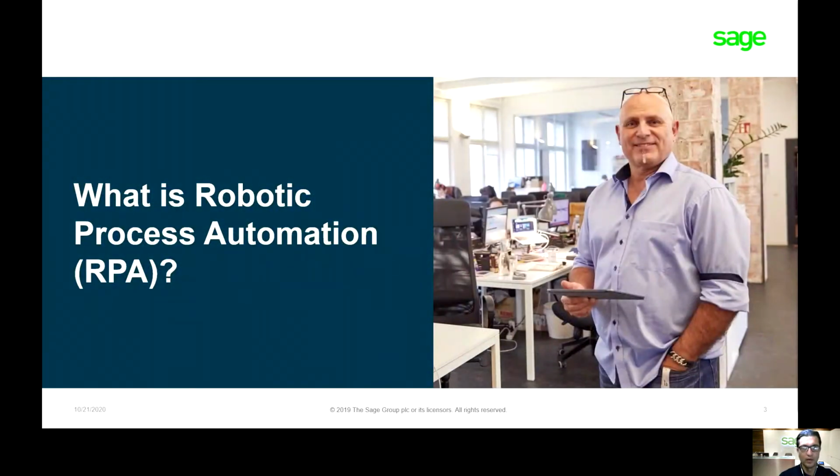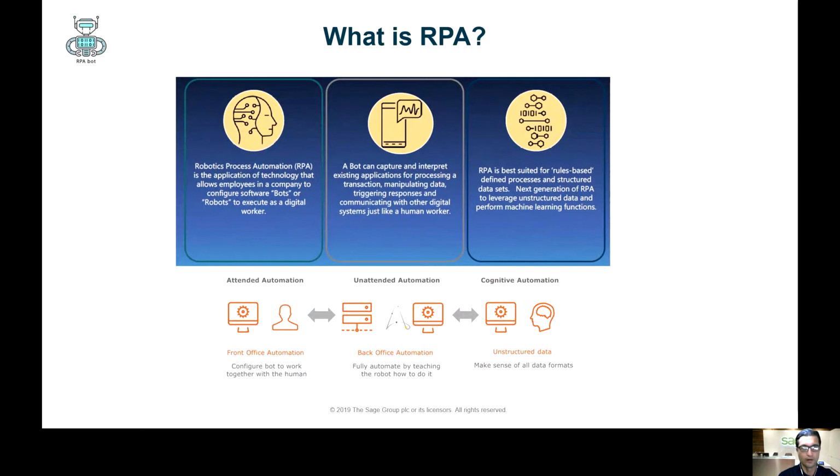So the first thing we want to dive into is what is robotic process automation? What is RPA? You hear about it a lot. It's a top 5 hard trend in the industry. So let's go over that. First, we want to understand what are the different types of bots. An overview of robotic process automation is that it's basically an application of technology that allows employees in a company to configure software bots or robots to execute as a digital worker. A bot can capture and interpret existing applications for processing a transaction, manipulating data, triggering responses, and communicating with other digital systems like a human worker would. And lastly, RPA is really best suited for rules-based defined processes and structured data sets. So the next generation of RPA to leverage unstructured data and perform machine learning functions is really where the RPA industry is at the moment.